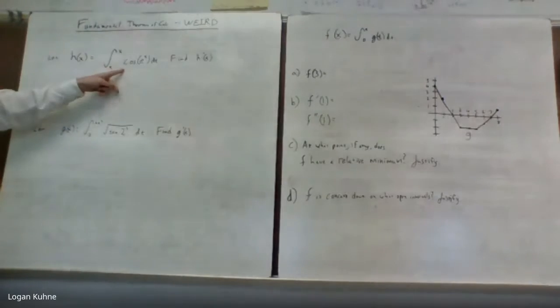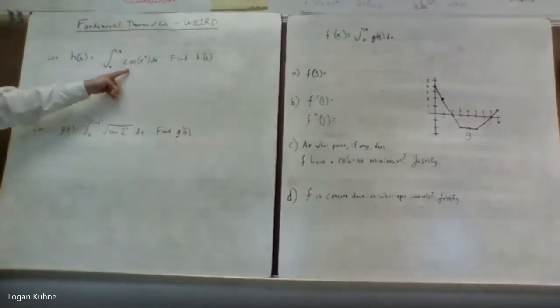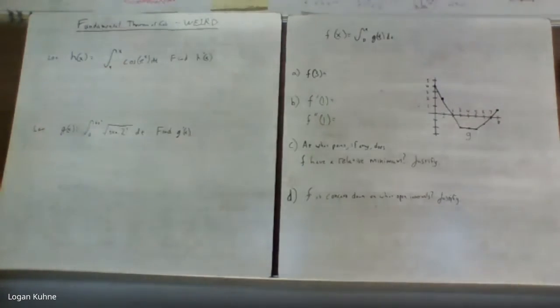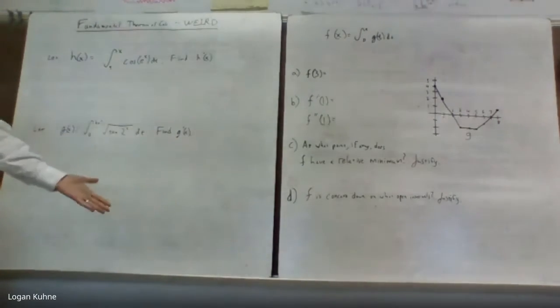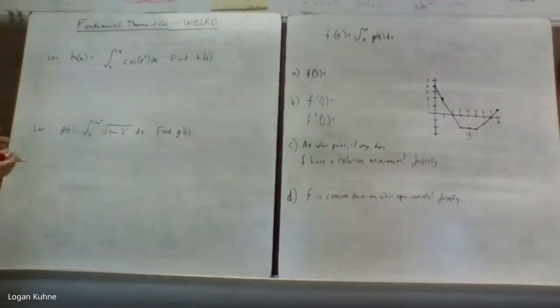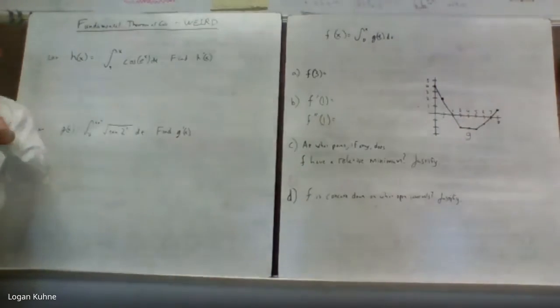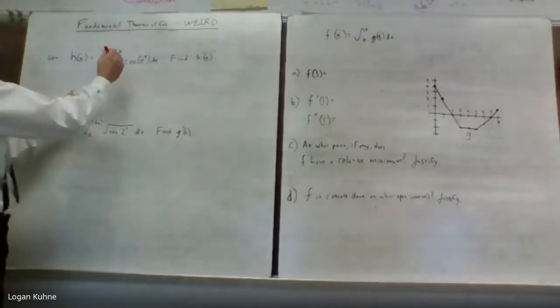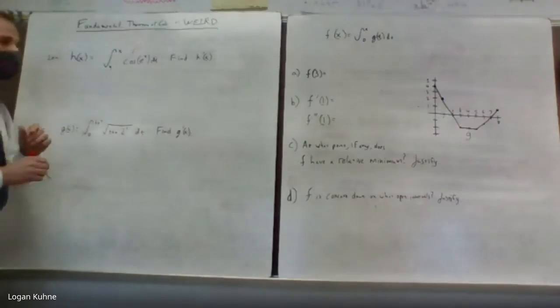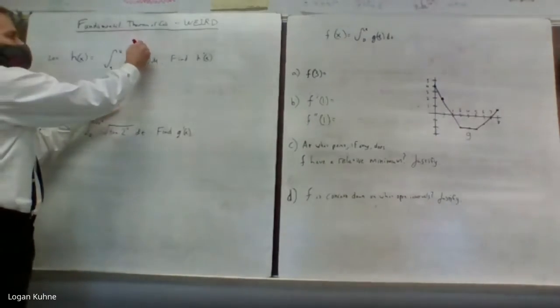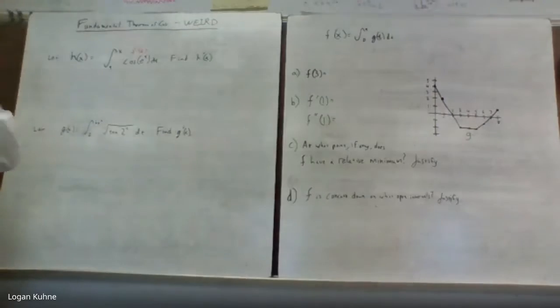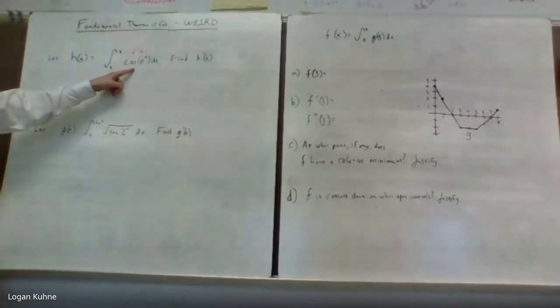What is the antiderivative of cosine of e to the t dt? Anybody know? Anybody? Because I don't know. No clue. So what am I going to do? I'm going to call this f prime of t. That's that function. Okay?